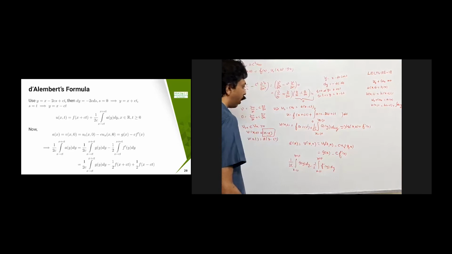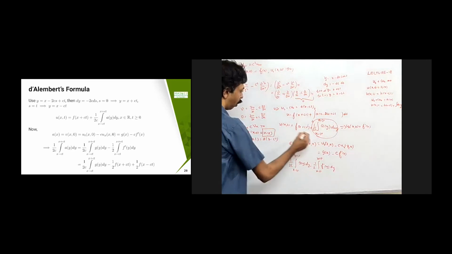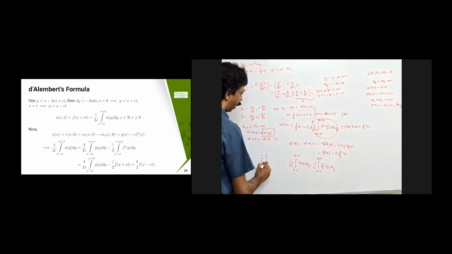This is going to be your a of x. So this term I'm going to have. Okay, this is going to be 1 by 2c, x minus ct. So I'll write that as 1 by 2c, integral from x minus ct to x plus ct, a of y dy.